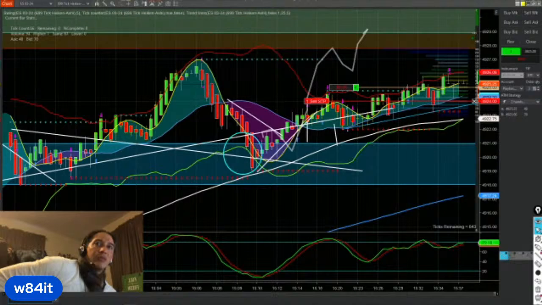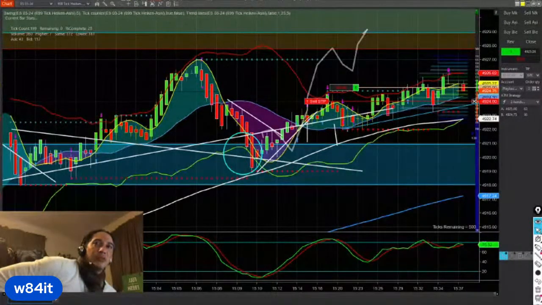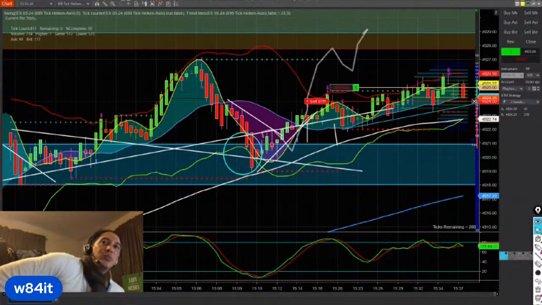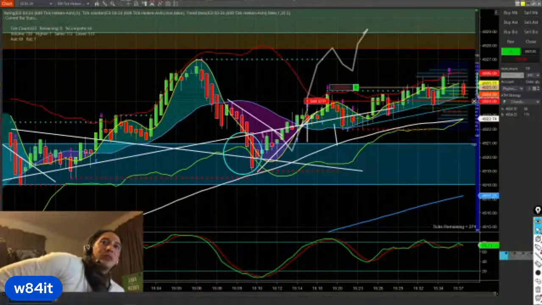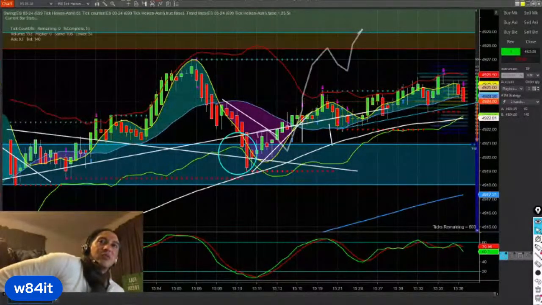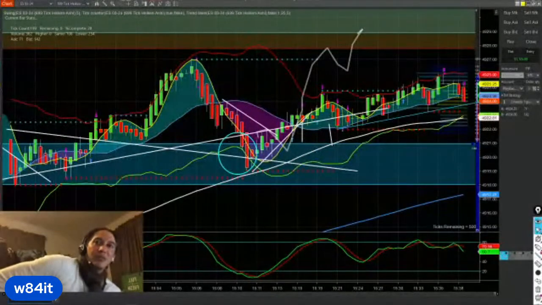Okay. Come on now. Triple dojis right here. Wow. Let's get wicks pointing down and just shove down right there. That's done. All right, 1125. That's not bad. We just can't get off that area.